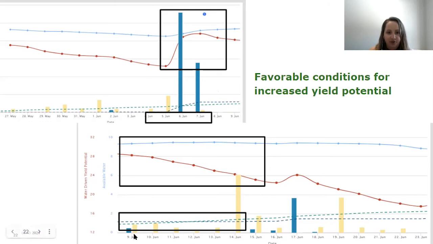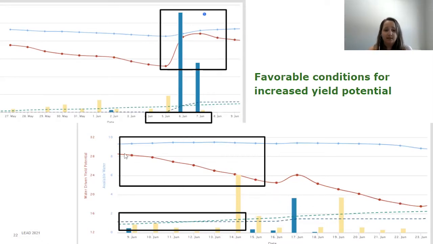So when we head to June 9th to June 23rd, what we're looking at here is where our water-driven yield potential is sitting and our crop available water. As I said before, your water-driven yield potential will naturally decrease as your crop moves into more vegetative, aggressive growth and into reproductive, based on its water use efficiency. We know it's going to be using more water.